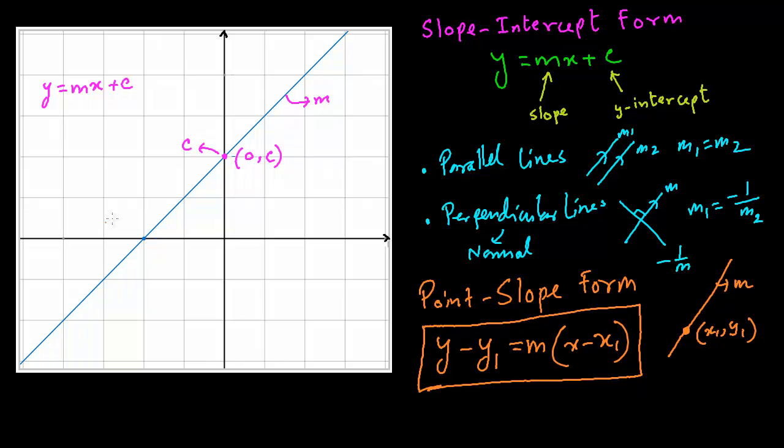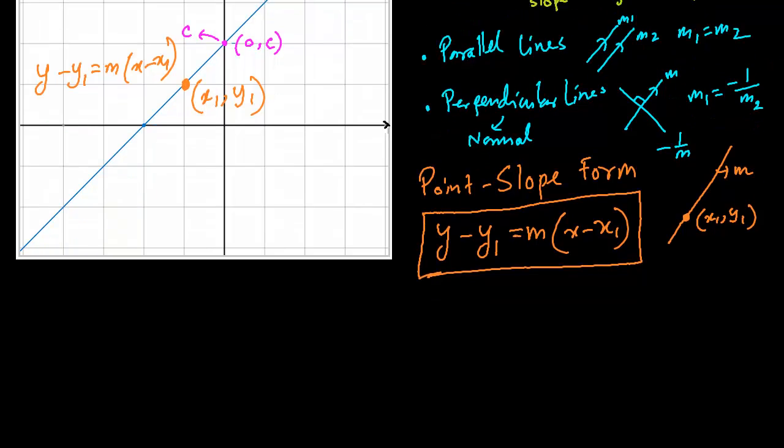So this is how it works. Suppose you know any point through which the line passes, and you know the gradient, and the gradient is m. So the equation is going to be y minus y1 equals m times x minus x1. That's how it works. So let's do a number of examples to get this very clearly in your head.